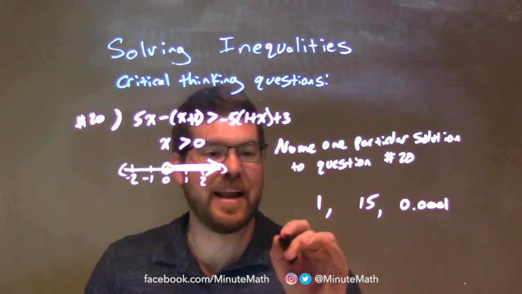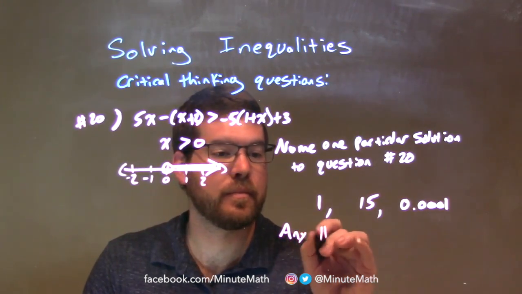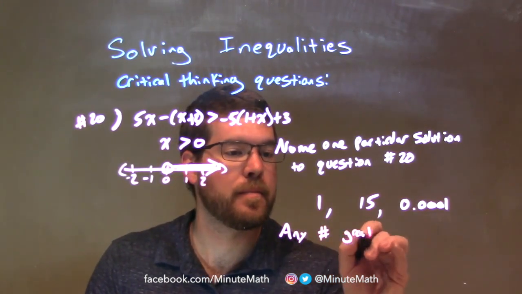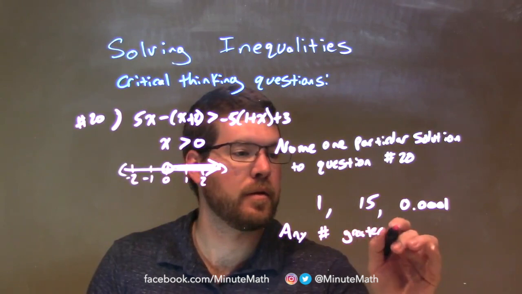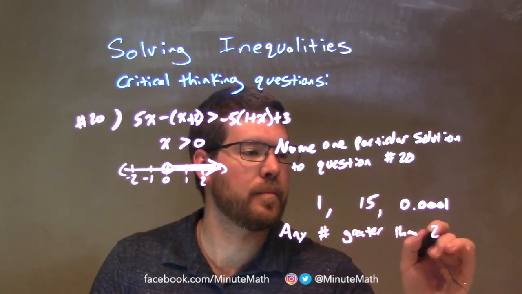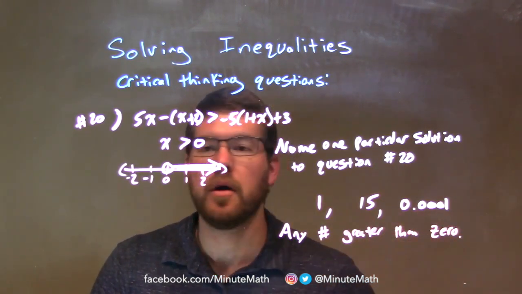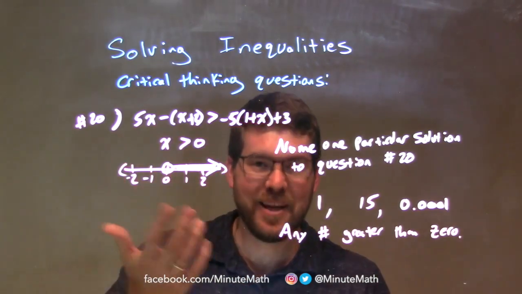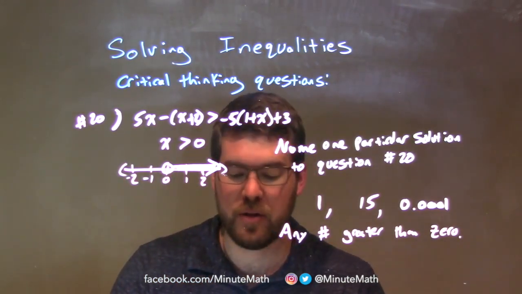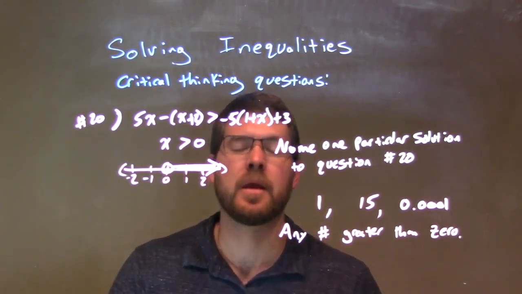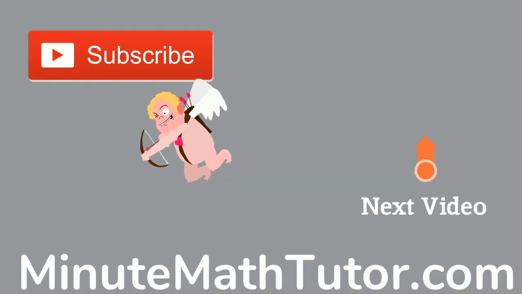So really, it's any number greater than 0, right? Now, do not pick 0, because x cannot equal 0, but it's any number greater than 0. Okay?